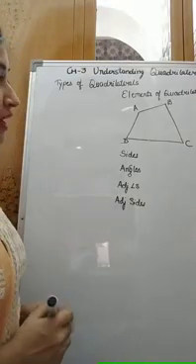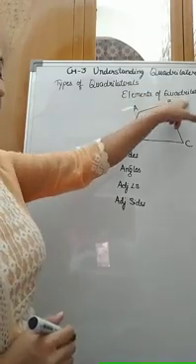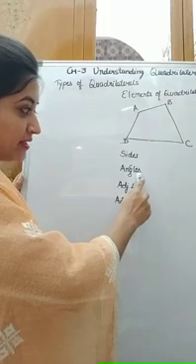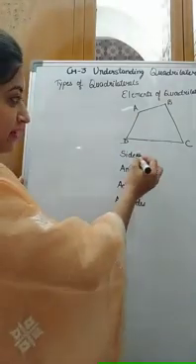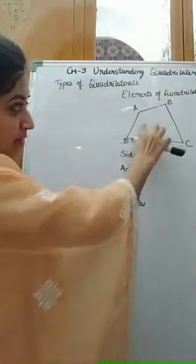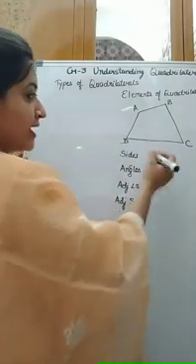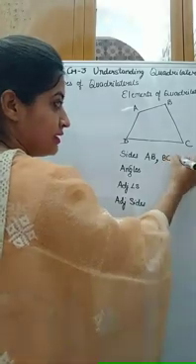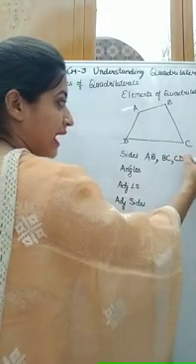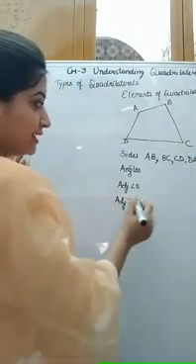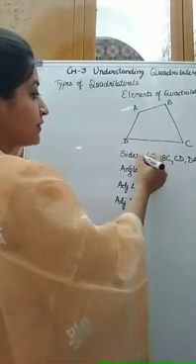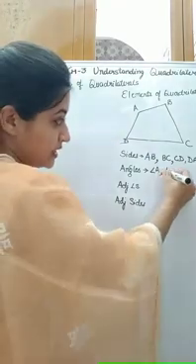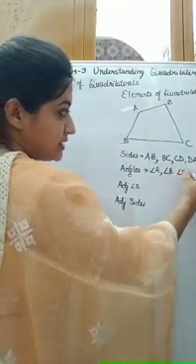Now let's start with the elements of a quadrilateral. Elements are sides, angles, and many more elements are there. First, we are going to discuss the sides of a quadrilateral. Here AB, BC, CD, and DA are the four sides. Angles: angle A, angle B, angle C and angle D.